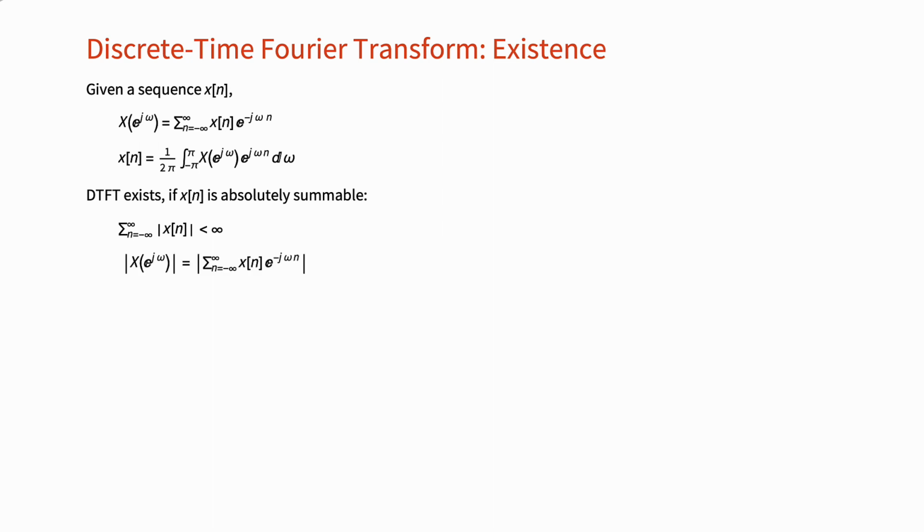Then the absolute value of the Fourier transform will be equal to the absolute value of the summation according to the definition of the Fourier transform. And this is less than the value of the sum taken over the absolute values of each term inside the Fourier transform summation. And since the absolute value of the exponential term is less than 1, the expression will be less than the sum of absolute values of x of n, which is a finite value. And so the Fourier transform exists.